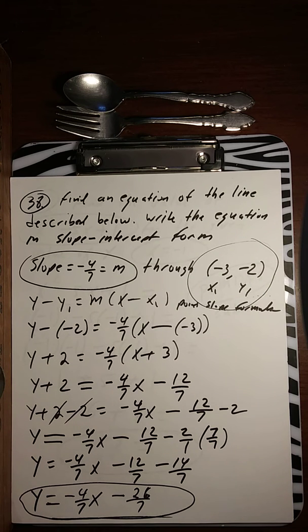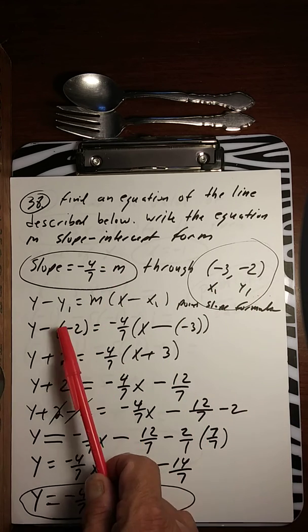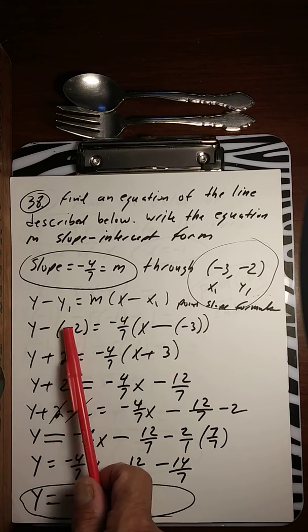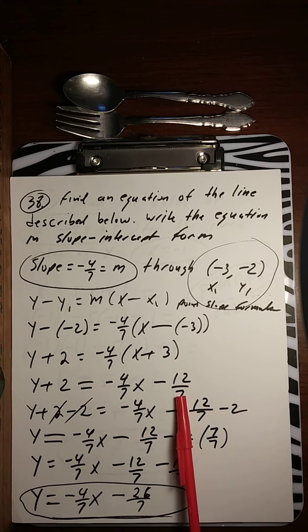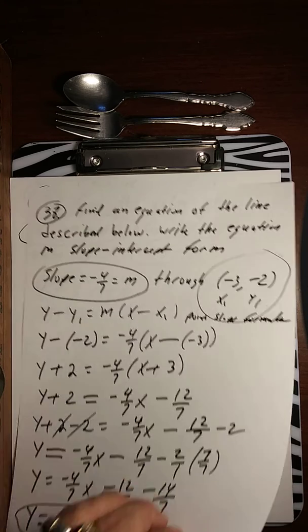Find the equation of the line described below. Write the equation in slope-intercept form. Slope is negative 4/7. Point is (negative 3, negative 2), x1, y1. Point slope formula. Put the numbers in there. So we have negative, positive. Negative 4/7 times that is this. Then that's going to be negative 12/7. Minus 2, minus 2. Let's convert this. 7 over 7 times this. So now we have y equals negative 4/7x minus 12 over 7 minus 14 over 7. So this is going to be negative 26 over 7. y equals negative 4/7x minus 26 over 7.